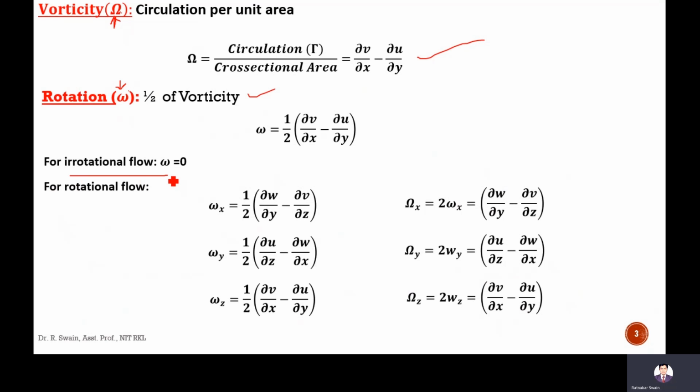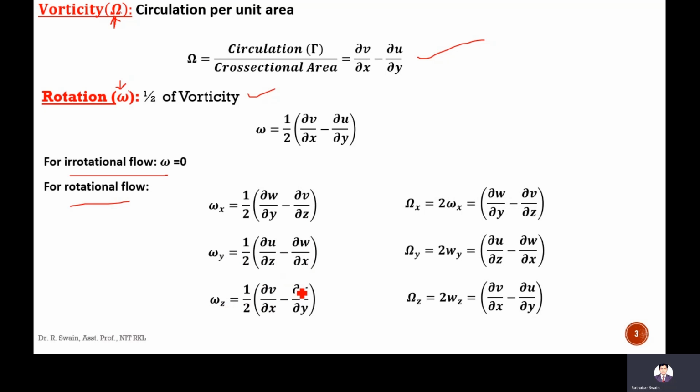For irrotational flow, the rotational component, meaning rotation or vorticity, will be 0, meaning there is no rotation. For rotational flow, there must be vorticity, circulation and rotation. Rotation you can calculate as half of this. In the x direction, it will be half of del w by del y minus del v by del z, and in the y direction it will be half of del u by del z minus del w by del x.